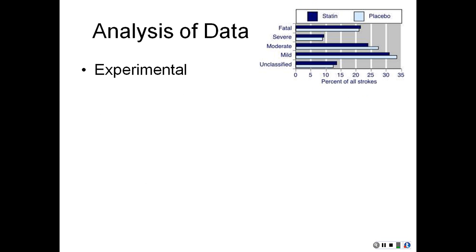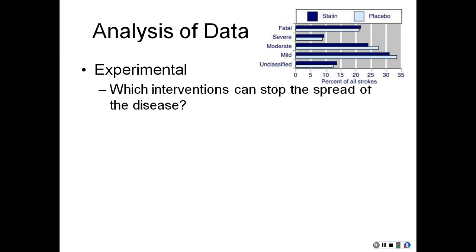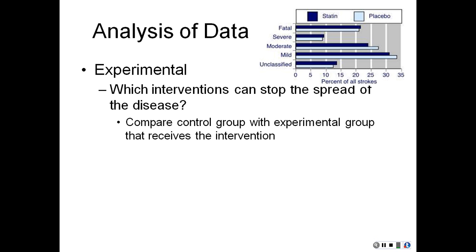Then there's experimental analysis of data. This is most often what you have in a clinical trial, when you attempt an intervention and then ask, does my intervention work? You compare people who've experienced the intervention with people who haven't. So you have a control group and an experimental group. This could be a drug trial.